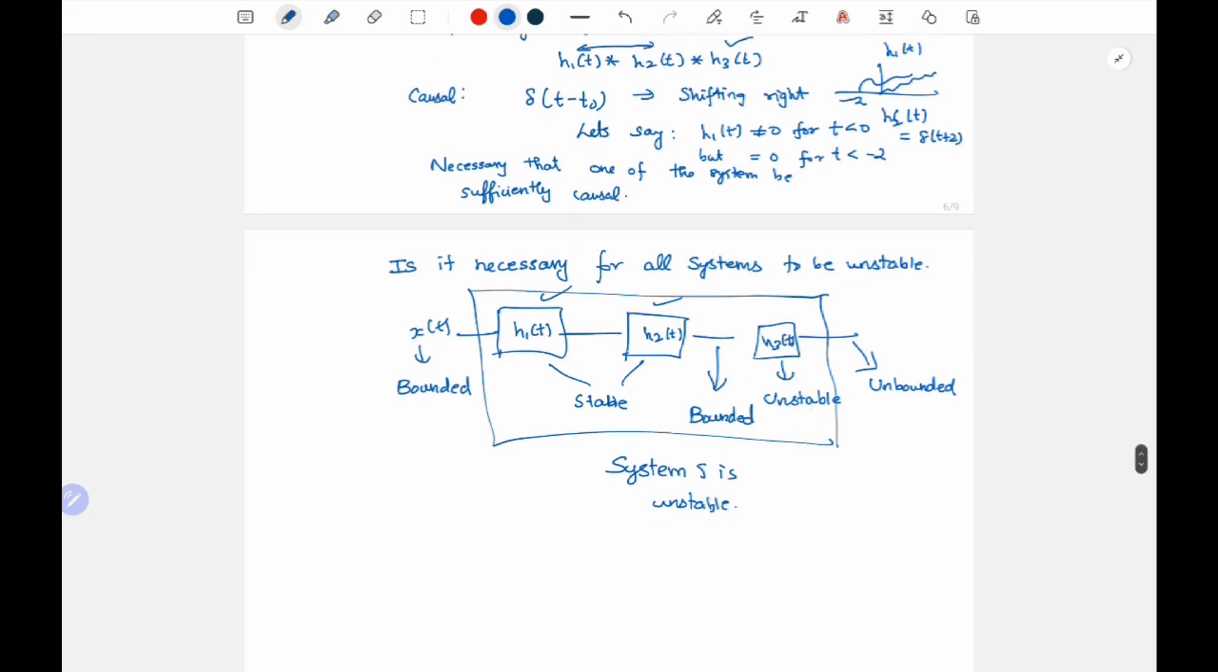So it is necessary that at least one be unstable. More than one can also be unstable. If H2 also is unstable, then this output itself is going to be unbounded. Correct? And an unbounded signal going inside a stable system can again produce an unbounded signal, because the stability condition is bounded input, bounded output. So if you are giving unbounded input, then the output can be expected to be unbounded as well.